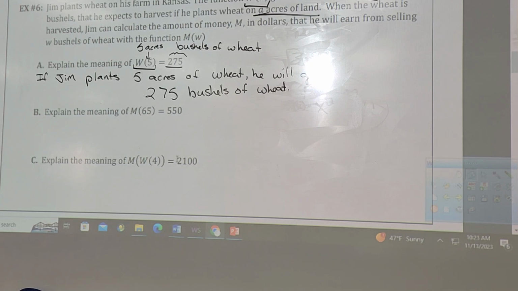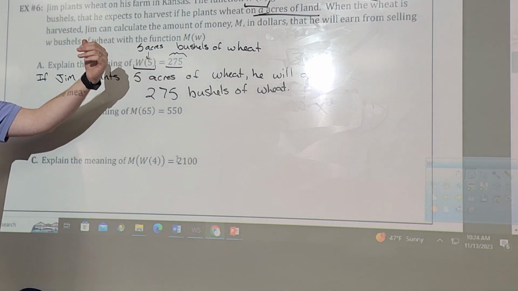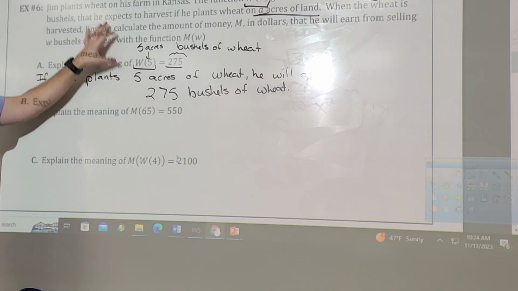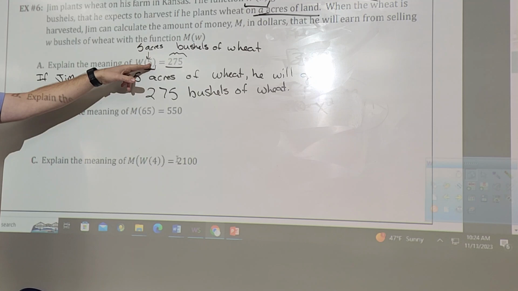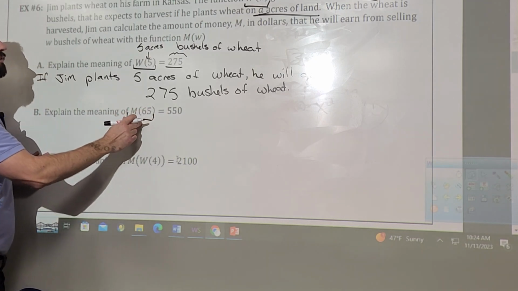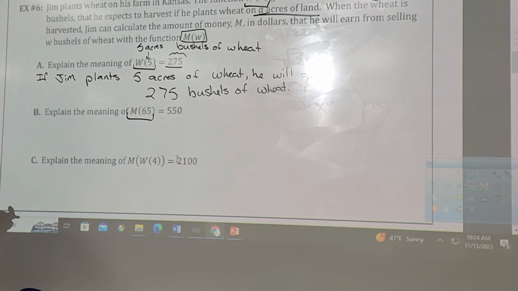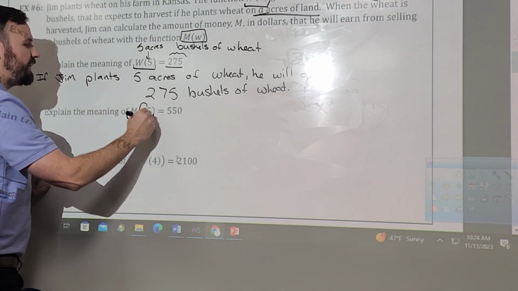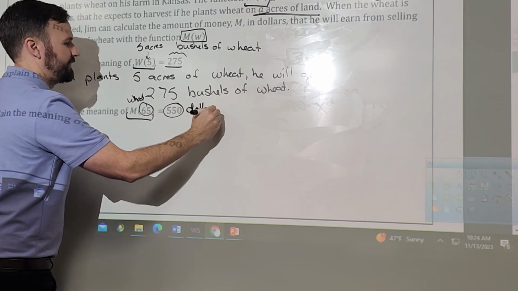All right, guys, I need full focus here. I'm not being facetious when I say this right here is what throws off a lot of people on the test. They look at the functions, because right away a lot of people told me it's 5 bushels of wheat, right? We got to make sure we understand what these functions actually mean. So here it says M of 65. What are we plugging in to that function? Bushels. For every 65 bushels of wheat. So that 65 is our wheat, and the 550 is our dollars, right?